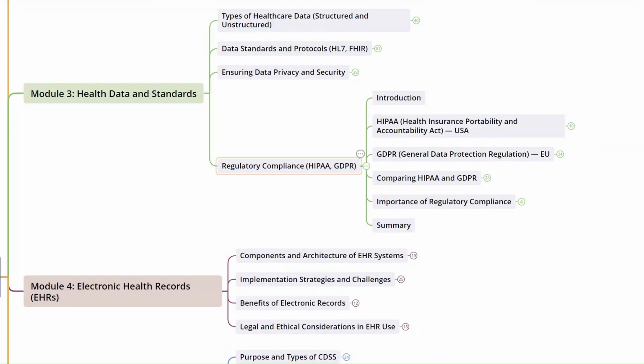Next, regulatory compliance, such as HIPAA and GDPR. Introduction. Regulatory frameworks like HIPAA and GDPR establish legal standards for protecting health information, ensuring patient privacy, and promoting responsible data handling practices. Healthcare organizations must understand and comply with these regulations to avoid penalties and maintain trust.